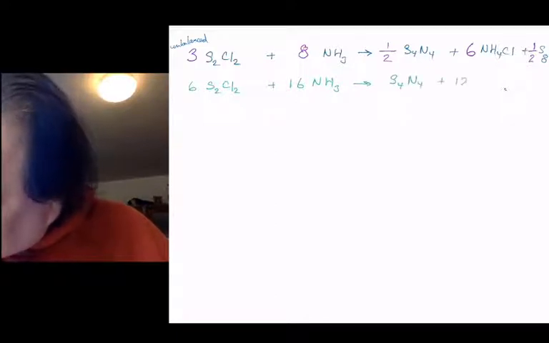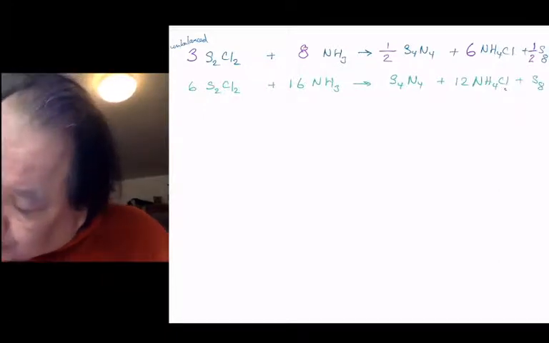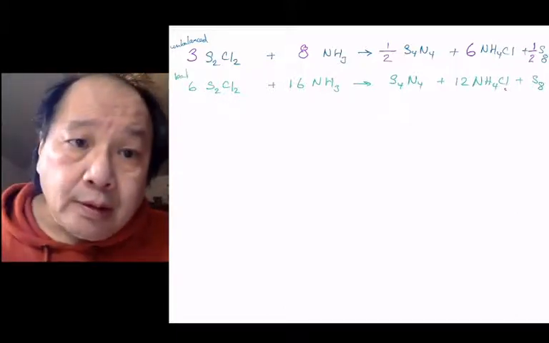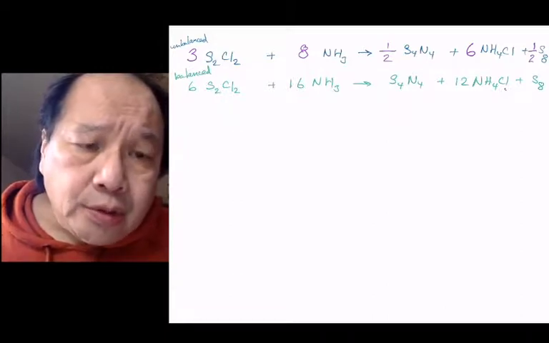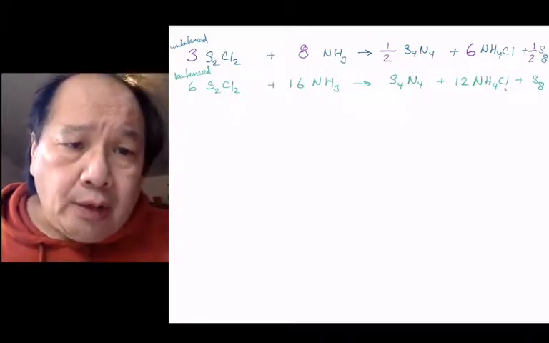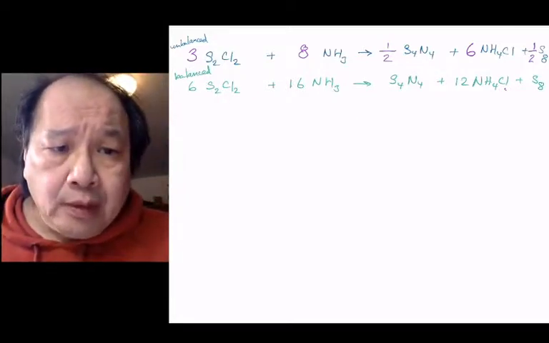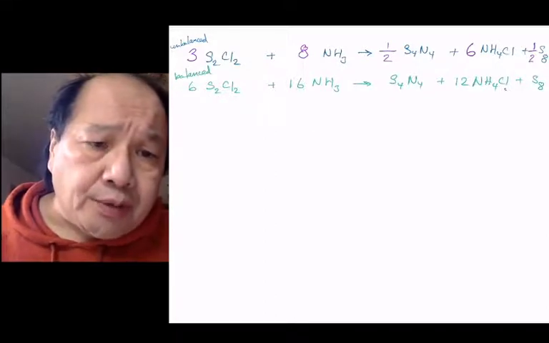Plus 12 NH4Cl plus just a single S8. And that's the balanced chemical reaction. In any ordinary world, the technique I just told you will always work. There's only one place that I know where this technique can fail. And that is in Gen Chem exams and Gen Chem problem sets.